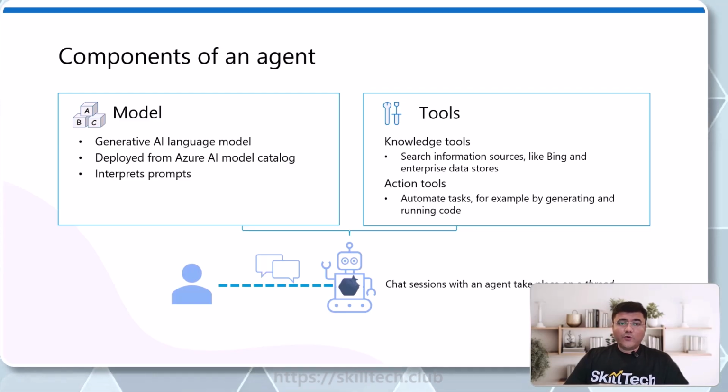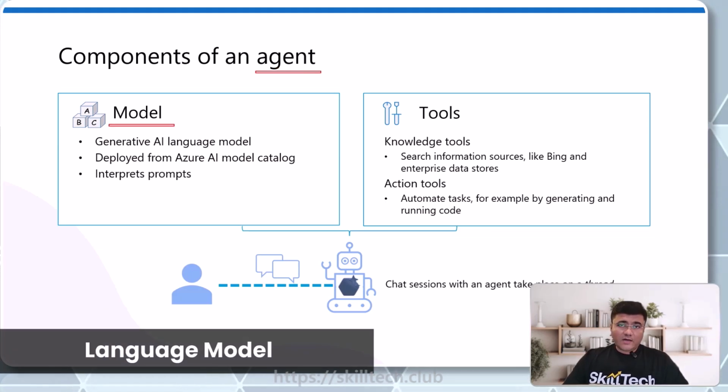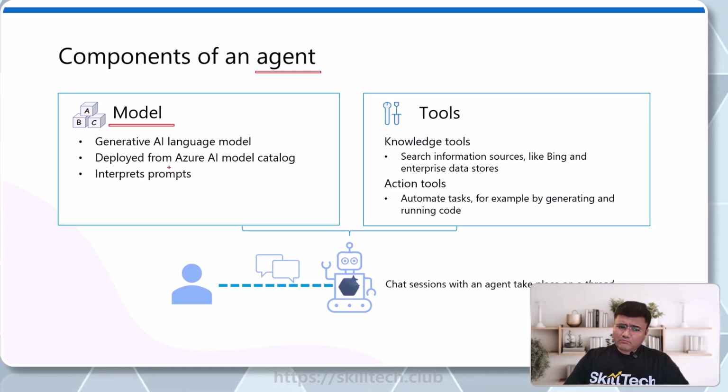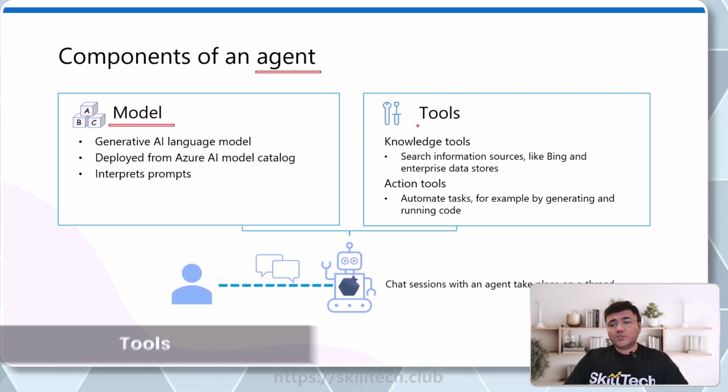Yes, if you are focusing on agents, I always say that an agent always has two different components associated with it. First one is obviously your language model, which I think now you understand, because this is going to be your generative AI language model, which is maybe deployed from the Azure AI model catalog. Then you're going to have different kinds of capabilities with that model, which can interpret your prompt and give you responses. On the other hand, you have something known as tools.